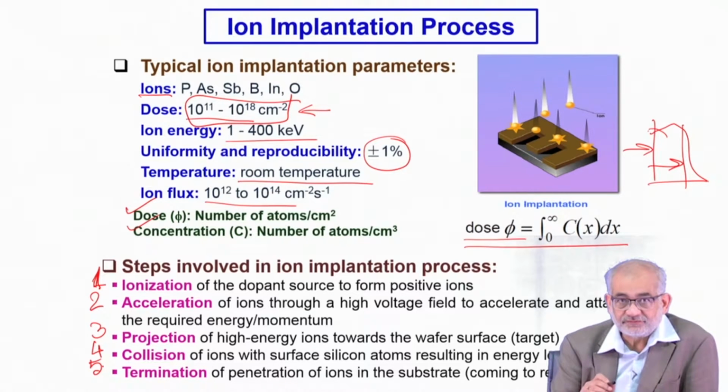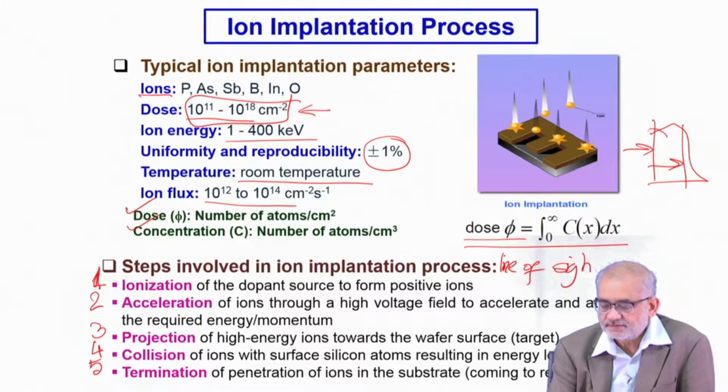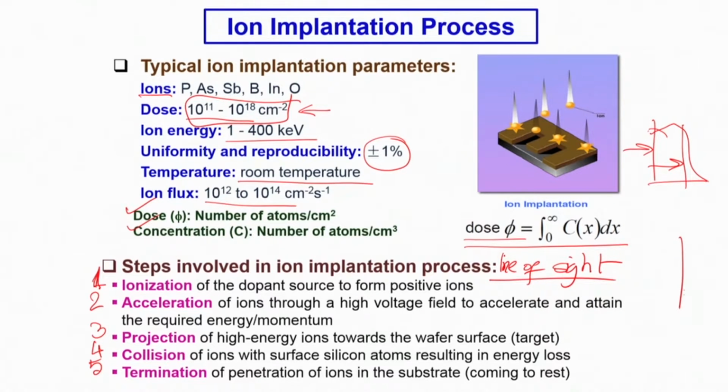There's one important thing that we must realize, that we are talking about a process which is purely line of sight, which means if this is my substrate and this is the ion beam, this is where the ion beam is implanted, so we are catering only to this region and not here or here. Purely the process is confined to the region which it is seeing, so it's a line of sight process.